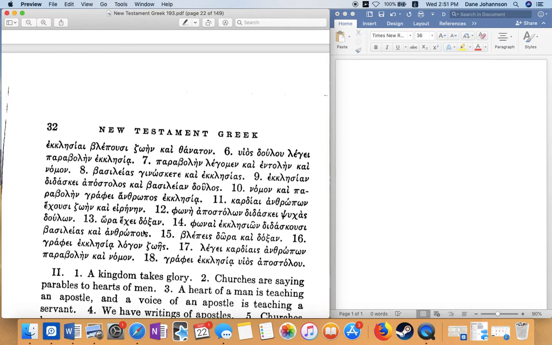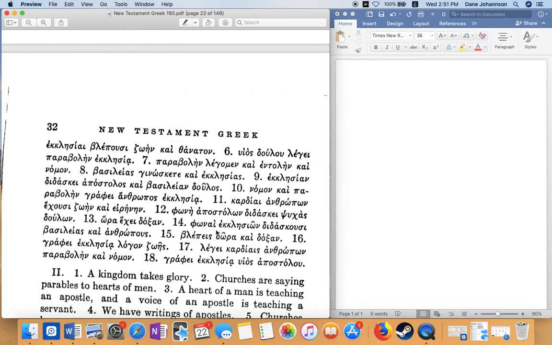13. Ora echi doxan. An hour has glory. It's kind of an easy one. An hour has glory. So an hour, ora, echi, he, she, it has. Doxan, teen doxan would be accusative. Has glory. 14. Phone ekklesion didaskousi vasilias ke anthropos.